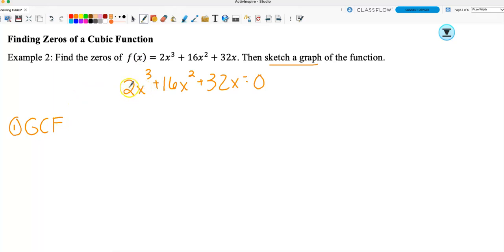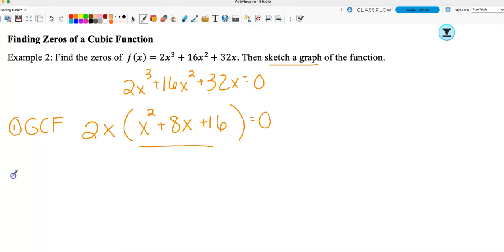The leading coefficient is a 2. 2 goes into 32 and 16. And then they each have an x in common. So I'm going to take out a 2x for my entire problem. I'll be left with an x squared plus 8x, and then half of 32 would be 16. So I am dividing everything up here by a 2 and then taking an x away to get your middle parenthesis. Now, this is a quadratic. It is a trinomial, and I need to factor it further.